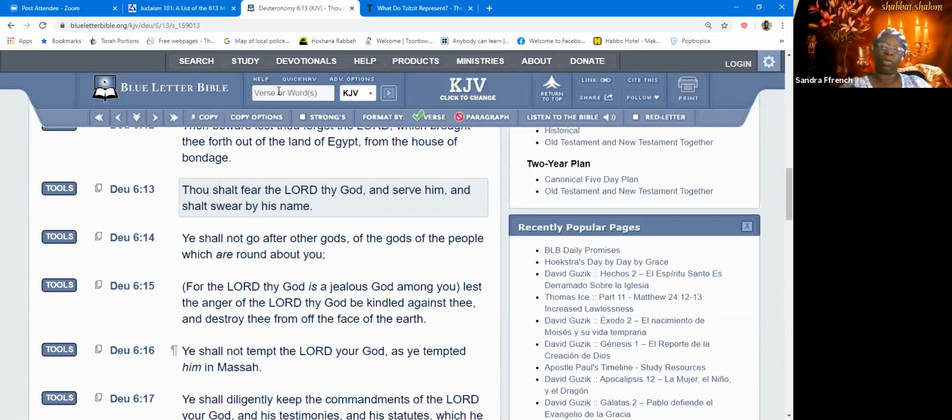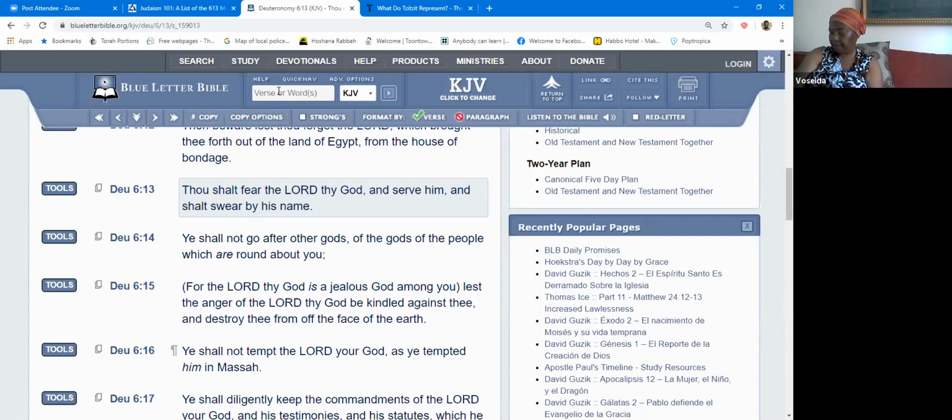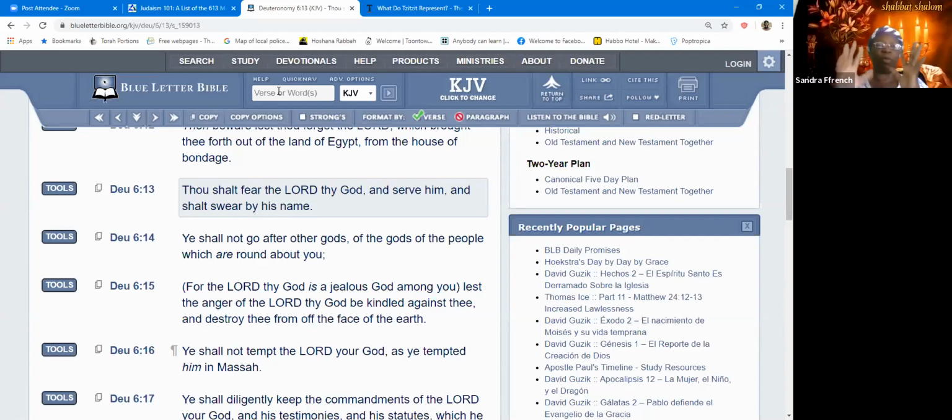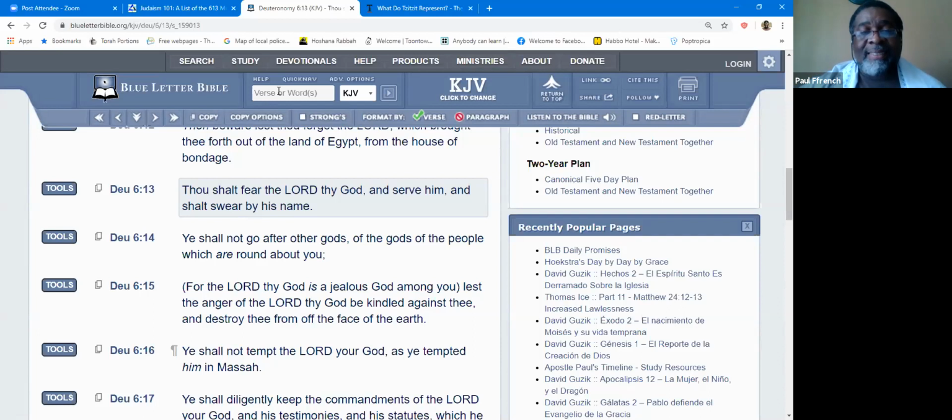Right. In order for you to be one with somebody, both of you have to be in agreement. One in purpose, one in faith, one. Everything has to align. He can't have his own opinion about something.